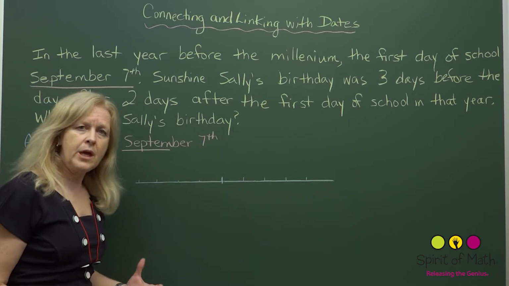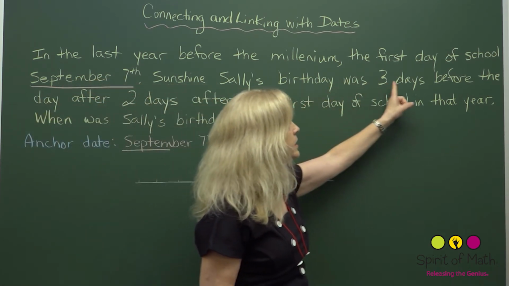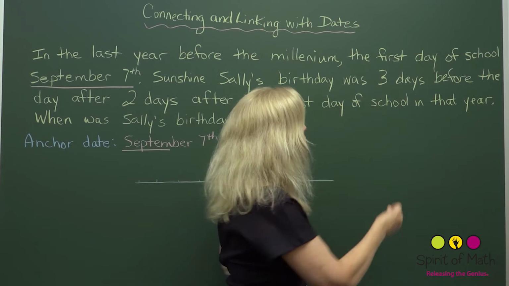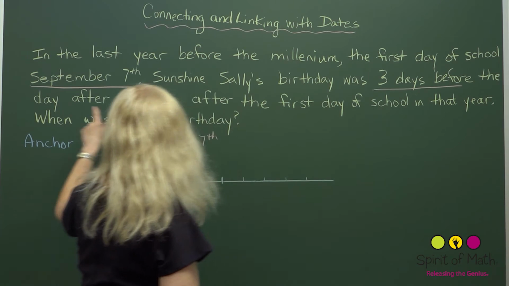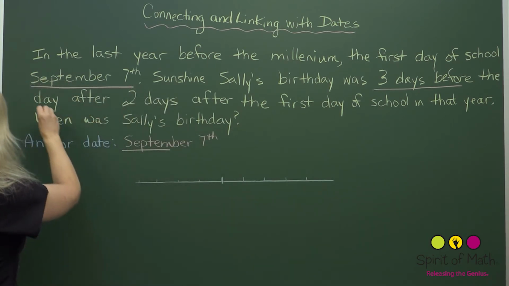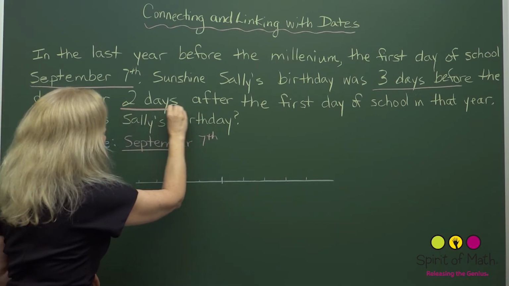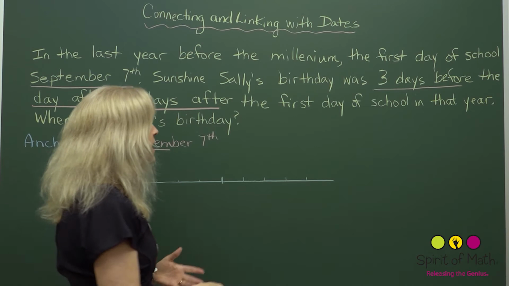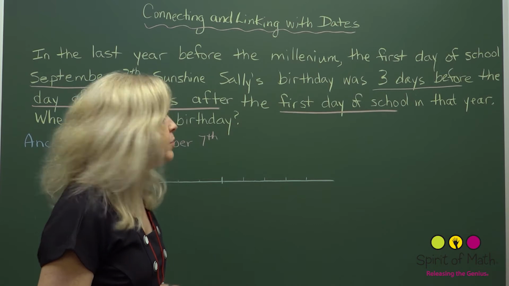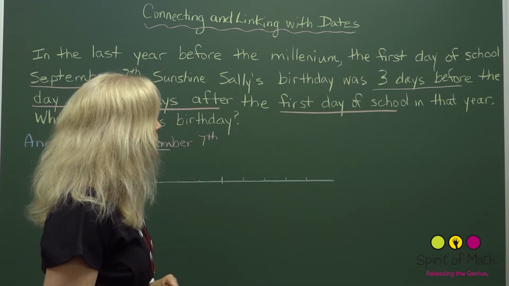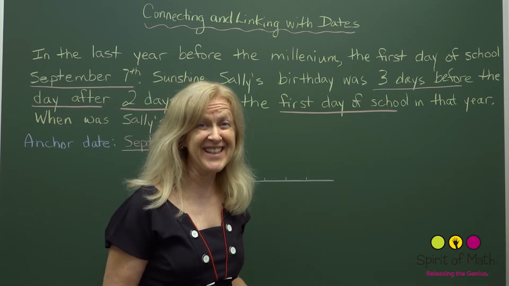And then from there's some other important information. Sunshine Sally's birthday was 3 days before. That's important, 3 days before. But before what? Let's see. The day after. Oh, that's important, day after. And then it says 2 days after. 2 days after. And then the first day of school. Okay, so that year here, that's when her birthday was. Now what you have to figure out is when was that. All right, so let's figure this out.